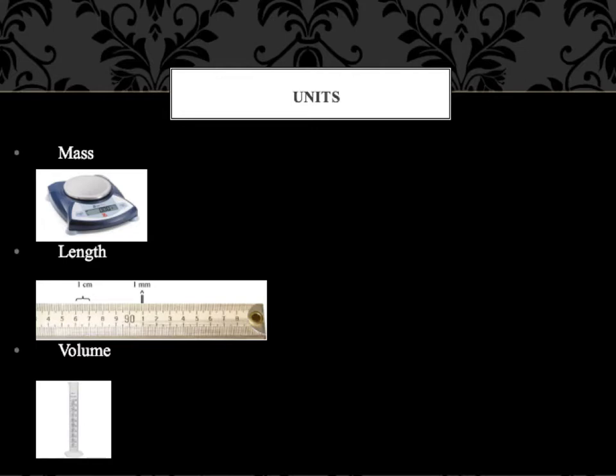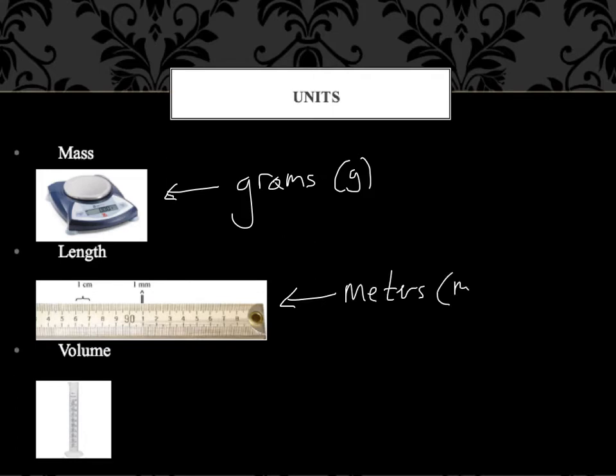To get the mass of something, we're going to use scales, digital scales, actually almost identical to the one you see here in this picture. And the units for mass, the base units, are going to be grams. And you symbolize that with G. To measure length then, we would use the meter stick. And the units for length are going to be meters. And that's symbolized with M.